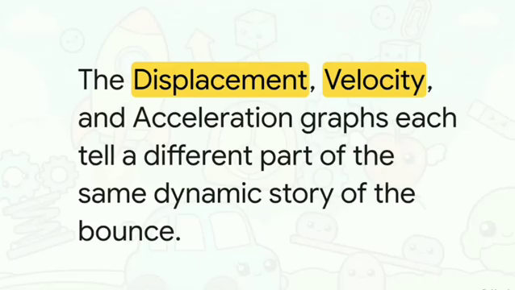And here's the really cool part. We can watch this one bounce from 3 totally different angles. We've got the displacement graph, which shows its height, the rise and fall. Then there's the velocity graph, which tells us about its speed and when it changes direction. And finally, the acceleration graph, which shows that constant, steady pull of gravity. It's 3 different views, 3 different graphs, but all telling one complete story.